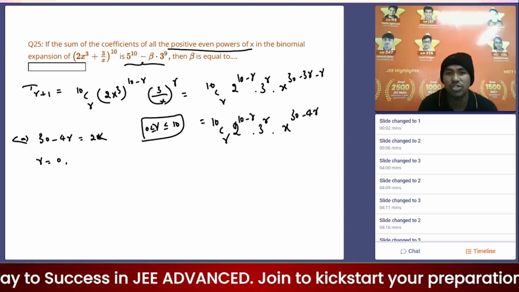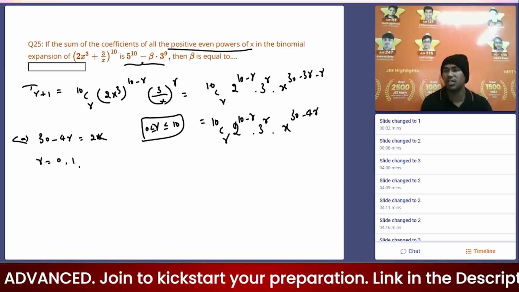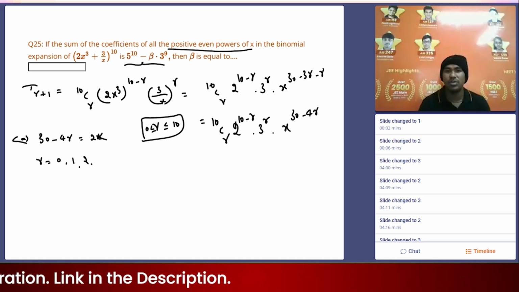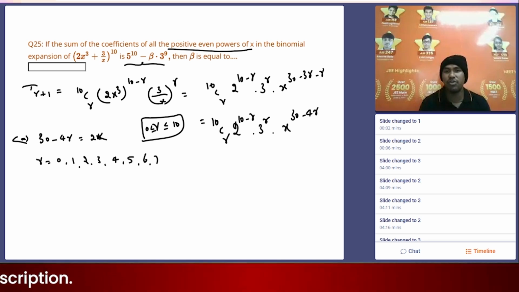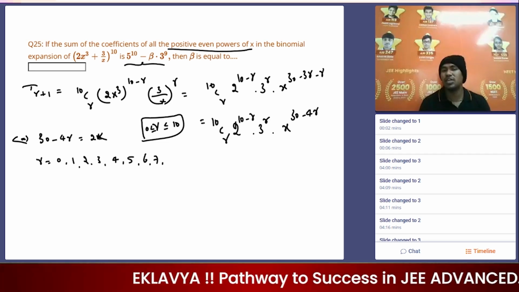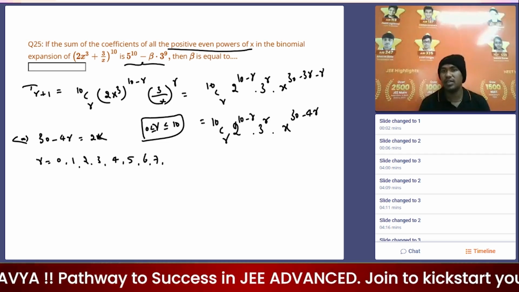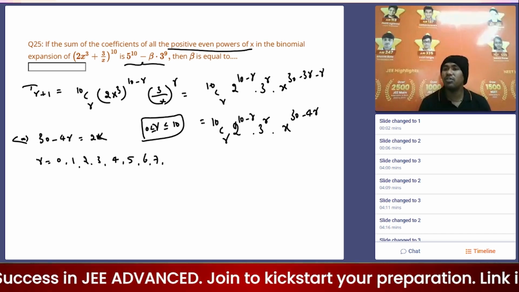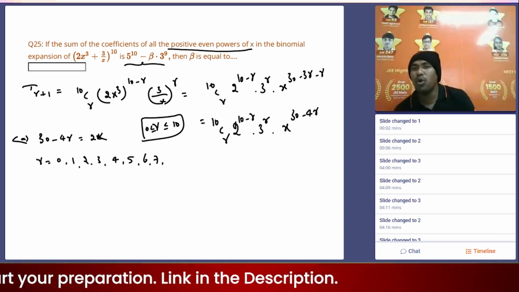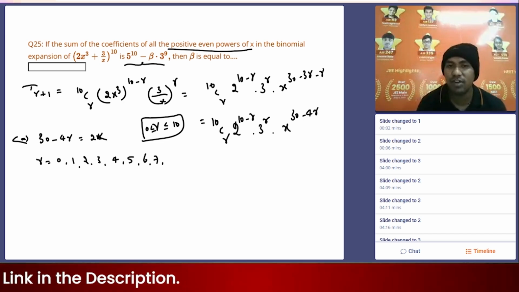So if R is equal to 0, 30 minus 0 is 30 only, no problem. If 1, 30 minus 4 is 24, even power. So 2 you can take, 3 you can take, 4 you can take, 5 you can take, 6 you can take, 7 you can take. Can we take 8? No. 30 minus 32 will become minus 2, right? That is even power only but negative. They mentioned the sum of positive even powers, so till 7 only we need to take.